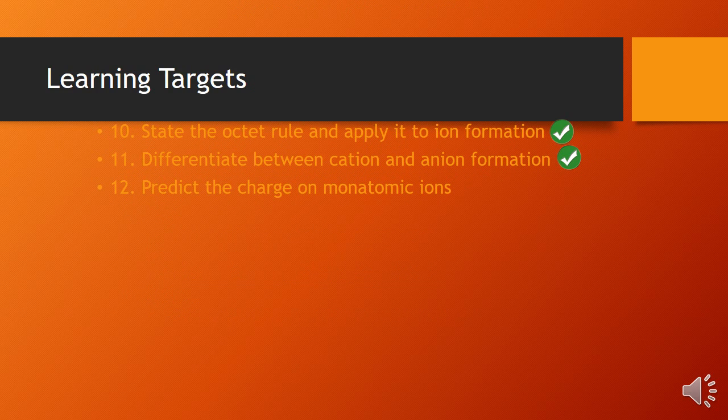Alright, so in this video, we have stated the octet rule and applied it to ion formation. We've differentiated between cation and anion formation. And then lastly, we did look at the periodic table to predict the charge on monatomic ions. In the next lesson, we'll be looking at how we go about using this idea to describe ionic bonding.